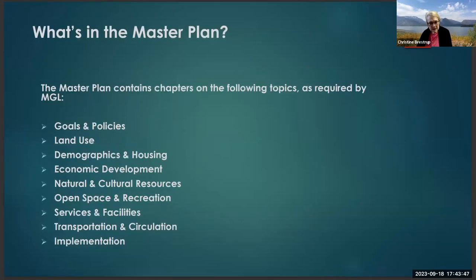So the master plan contains chapters on the following topics that are required by Mass General Law. The first one being goals and policies, then land use, demographics and housing, economic development, natural and cultural resources, open space and recreation, services and facilities, transportation and circulation, and implementation. Next slide, please.